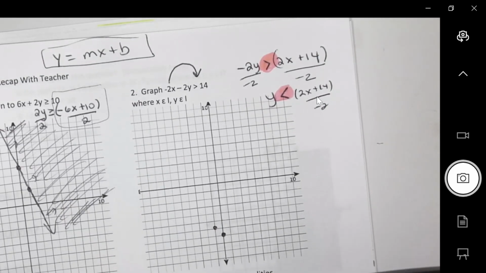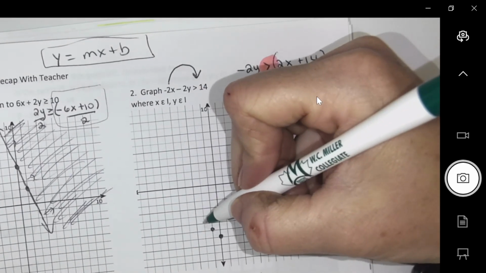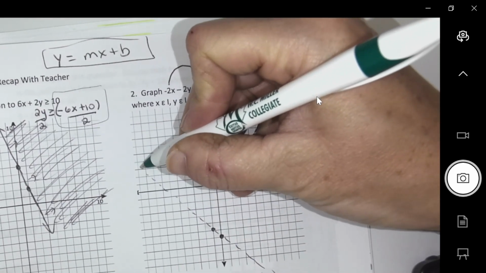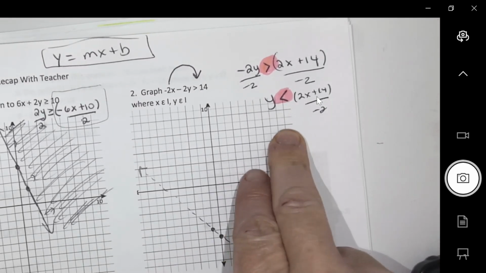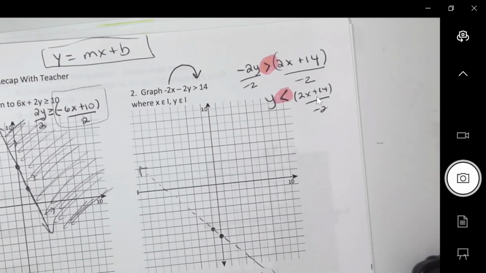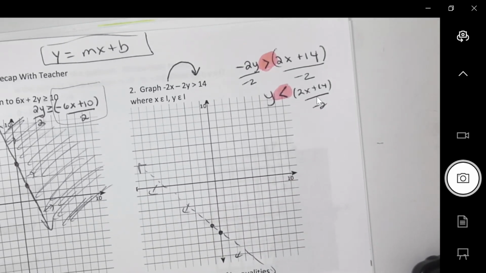What kind of line am I going to draw? Your options are dashed or solid. This says less than, so that's dashed. You can't be on it. And we flipped the sign, so now that reads less than. So which direction is less? That will be heading in that direction now.